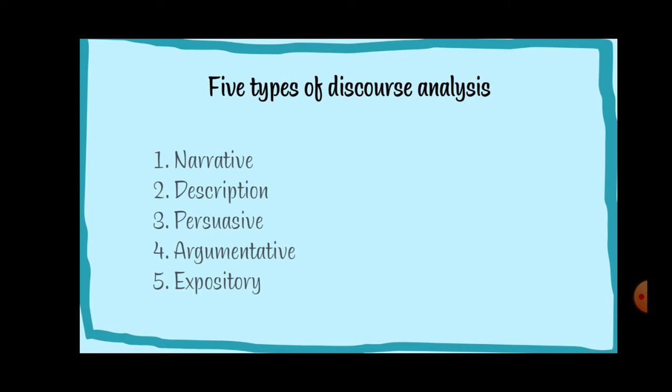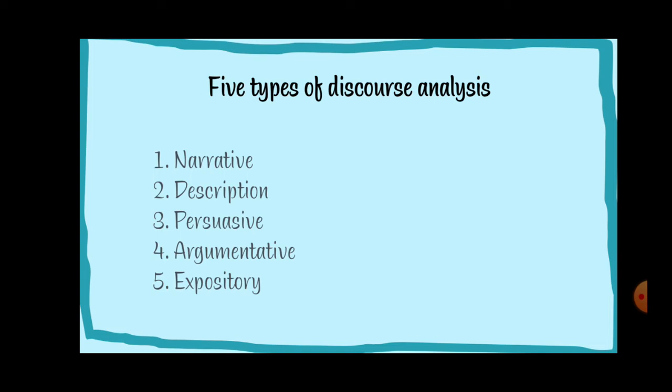Next is conflict. It is a clash between two opposing forces that creates the narrative thread for a story. And last one is the resolution. When we say resolution, it is the ending of the story. It occurs after the climax.